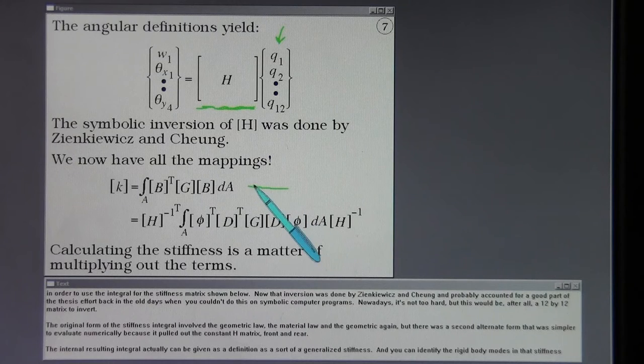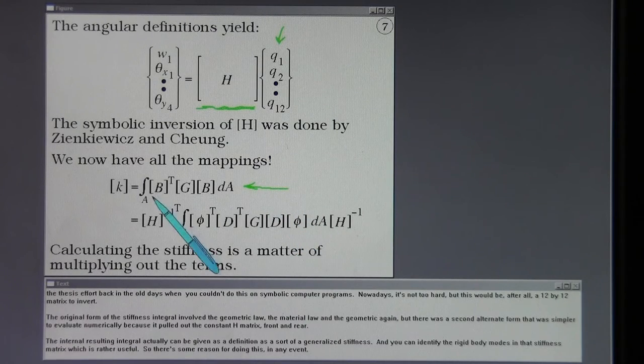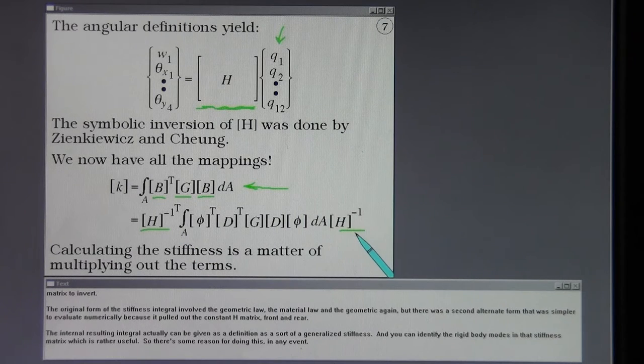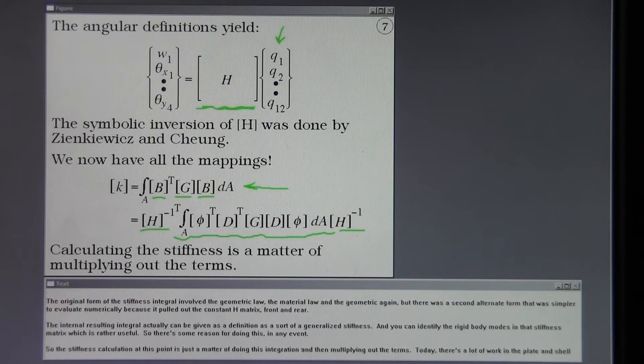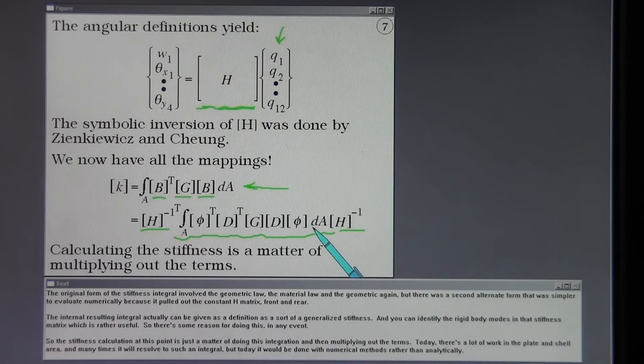The original form of the stiffness integral involved the geometric law, the material law, and the geometric again, but there was a second alternate form that was simpler to evaluate numerically because it pulled out the constant H matrix front and rear. The internal resulting integral actually can be given a definition as a sort of a generalized stiffness, and you can identify the rigid body modes in that stiffness matrix, which is rather useful. So there's some reason for doing this in any event. So the stiffness calculation at this point is just a matter of doing this integration and then multiplying out the terms.